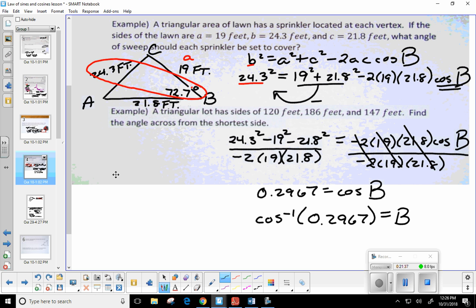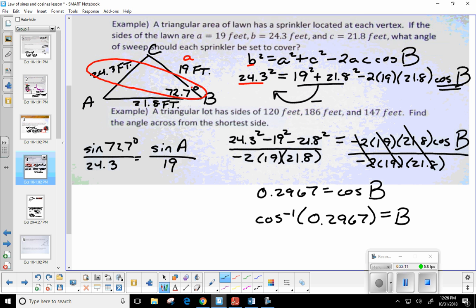Okay, so somebody help me out. I need a proportion that's going to help me solve for one of those angles. I know that we have to start with sine of 72.7 degrees over 24.3. So it just depends on if you want to find A or C. A. Okay, so what would that be? Sine of A over 19. Because remember, we don't know what angle A is.